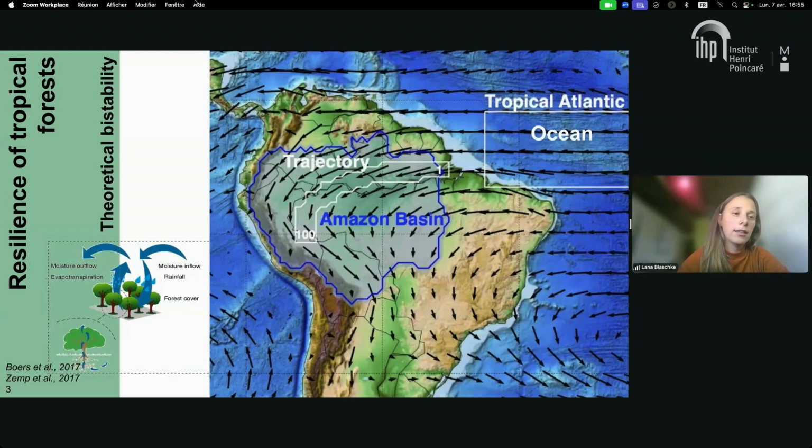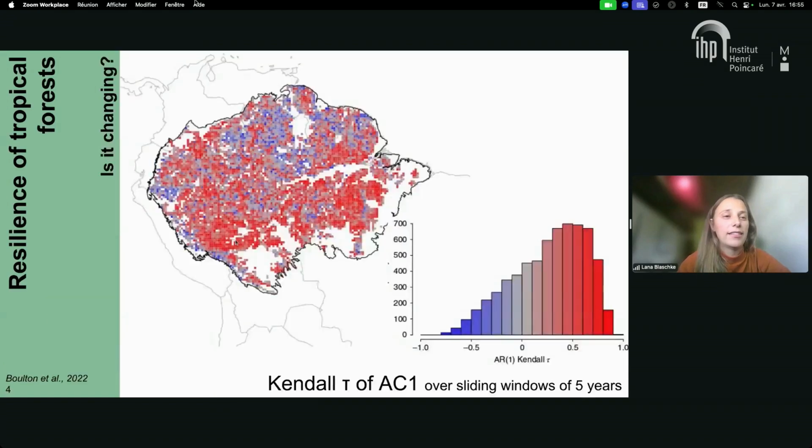The main theoretical evidence, Julia also already explained: the rain is coming in from the Atlantic Ocean, it's transported by the trade winds, and it rains down here in the beginning of the Amazon, in the east. And then the moisture is taken up by the trees, and they evapotranspirate it back into the air, and then the moisture is transported even further to the west. And that's how the Amazon basin produces enough rainfall to maintain a rainforest in the entire basin. So that's why it's interesting to look at resilience in the Amazon or in the tropics in general.